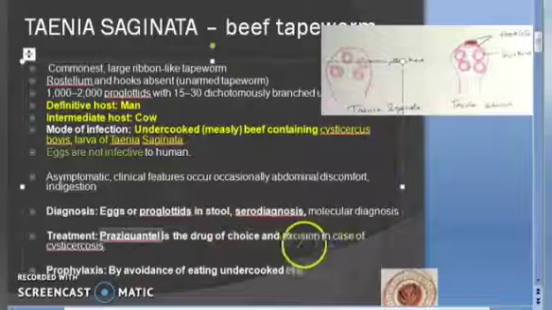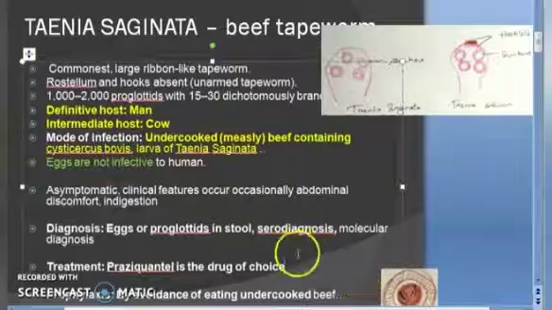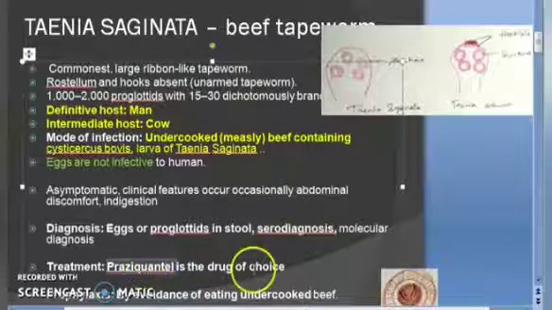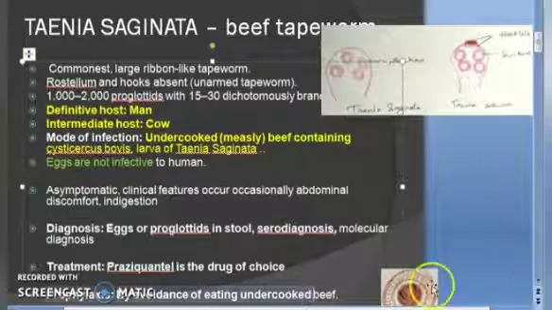In cysticercosis, excision is the choice. But cysticercosis is not caused by Taenia saginata, so they should not put it here. Praziquantel is the drug of choice. Prophylaxis: don't eat undercooked beef.